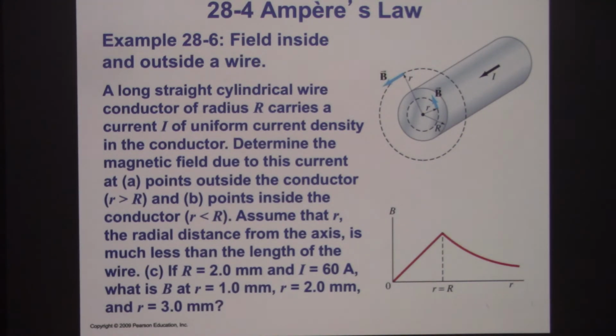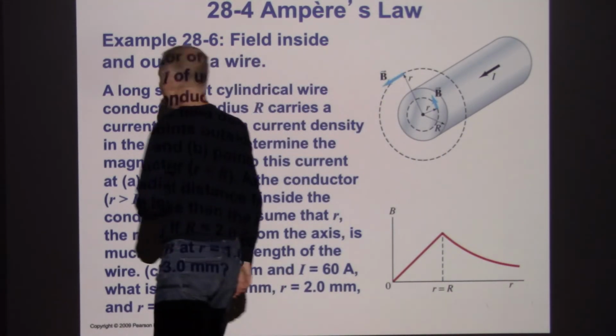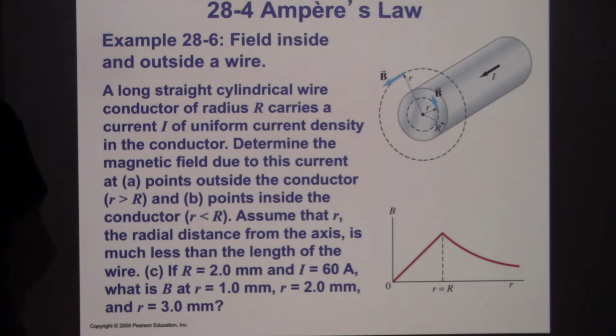So we're going to get the current spread out uniformly throughout that cross-section. Now what Ampere's law does is it provides us a way to say how large the magnetic field will be as a result.